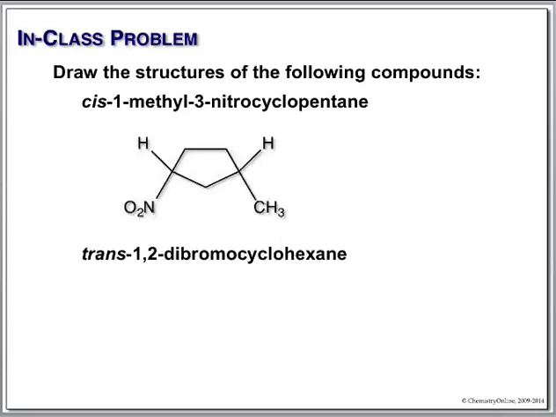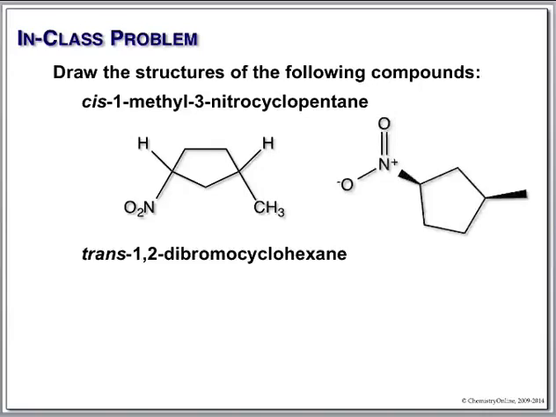If we flatten it out, we could draw this, little dashed wedges, again showing they're both going back, but most importantly they're on the same side. We could also draw big wedges to show they're coming towards us on the same side. Again, in chapter 5, we will see that this and this are actually different compounds, but we're not going to do that yet.